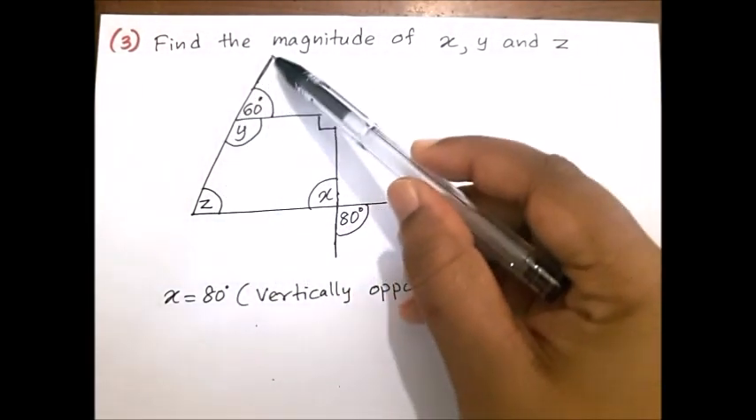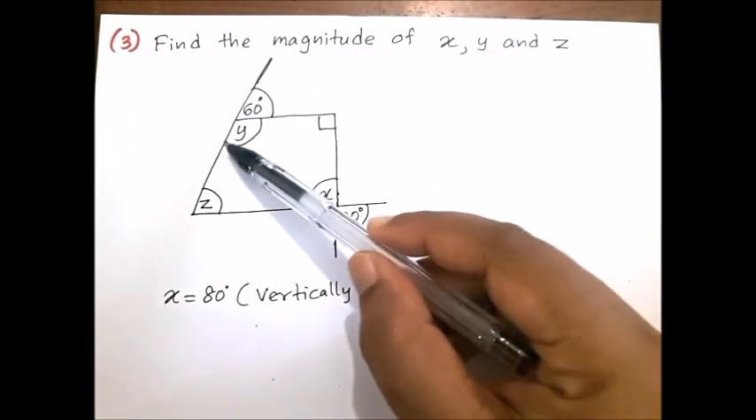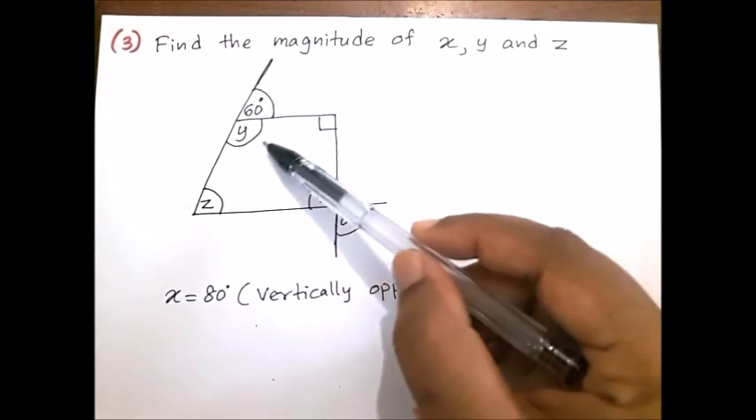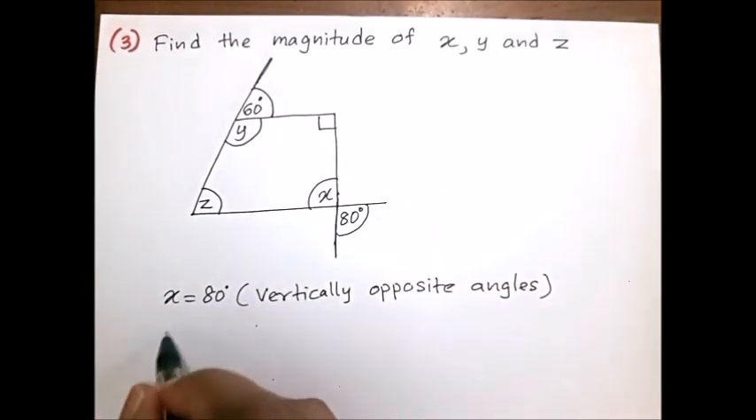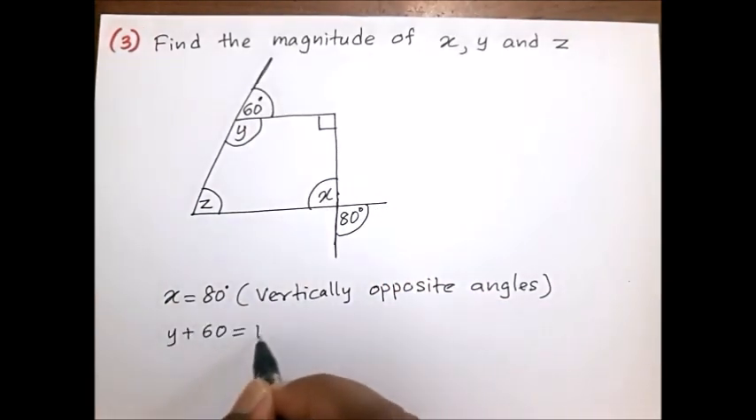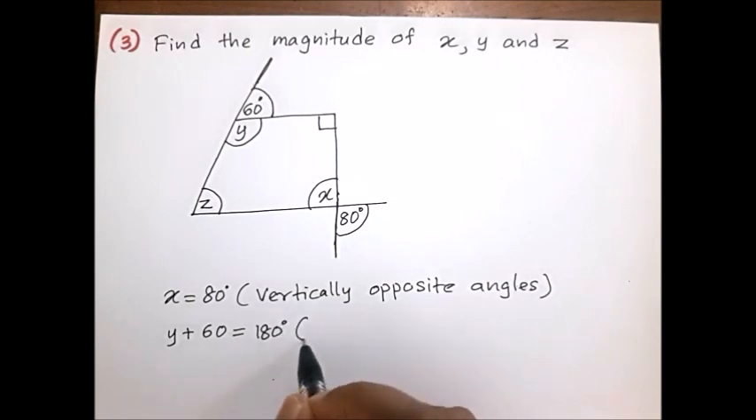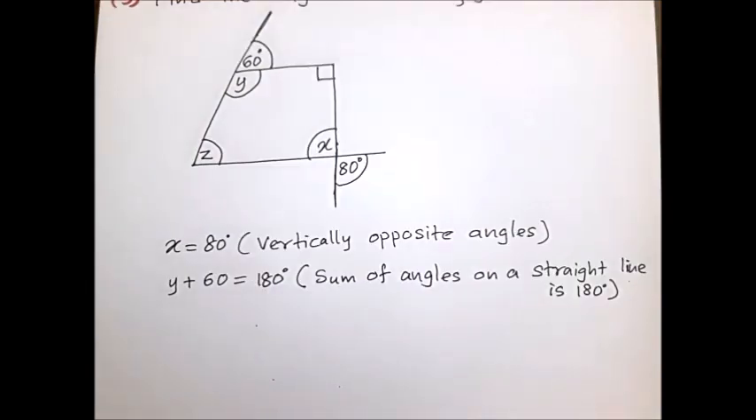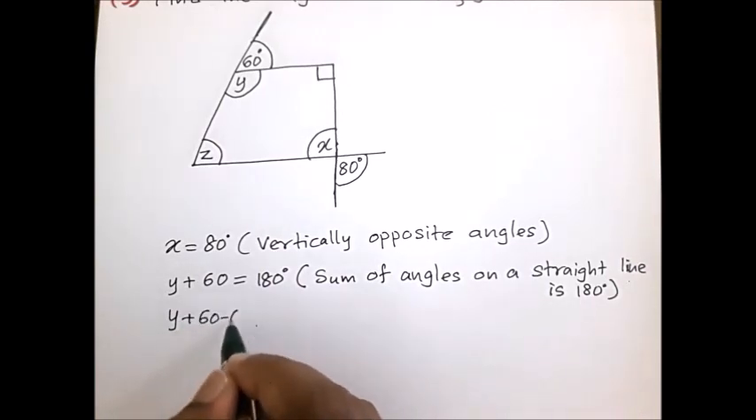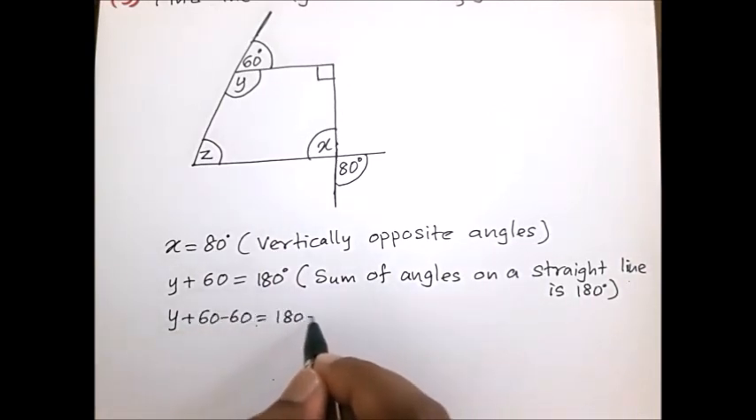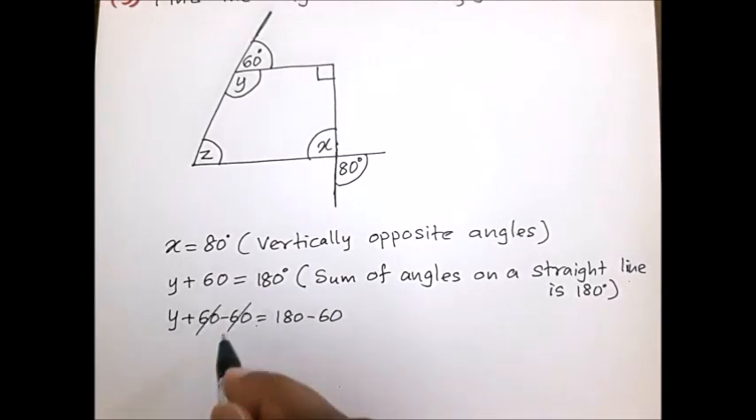Now you can see here this is a straight line. What can you say about the sum of angles on a straight line? It is equal to 180 degrees. So y plus 60 equals 180 degrees. Write the reason here also: the sum of angles on a straight line is 180 degrees. To find the value of y, you have to remove 60 from both sides. So subtract 60. Plus 60 minus 60 cancel. 180 minus 60 is 120 degrees.